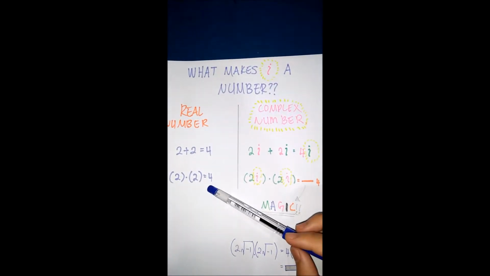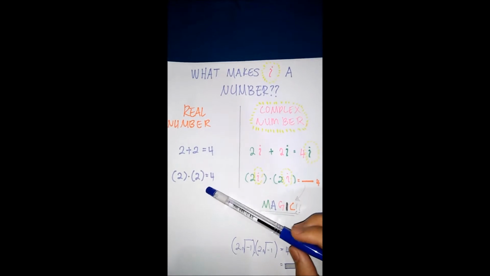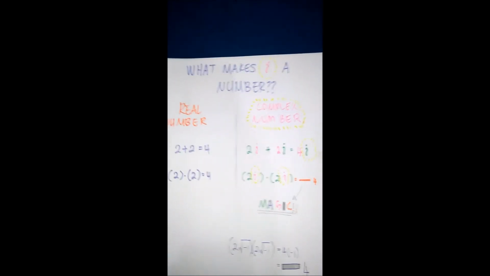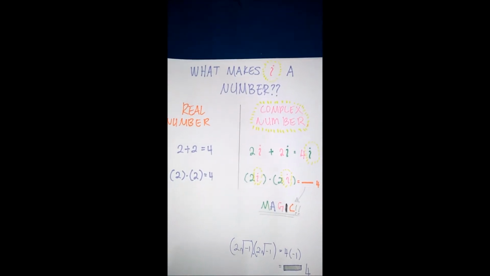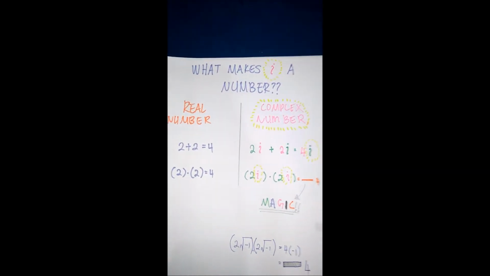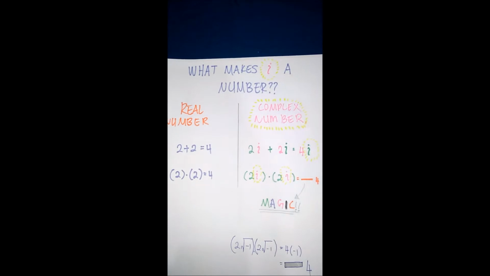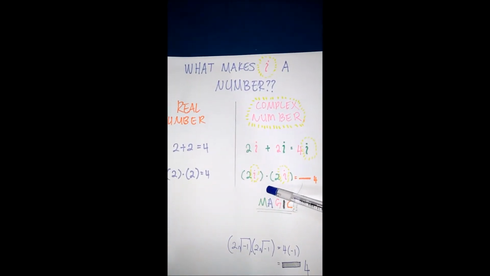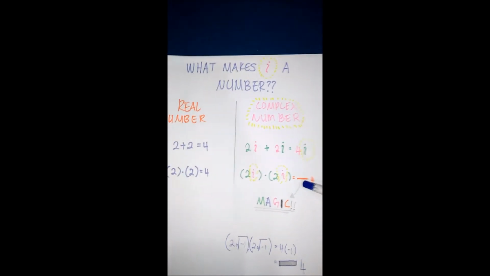But let's move to the multiplication. We have 2 times 2, which is equal to 4. It's normal: positive times positive is equal to a positive value. But if we multiply 2i times 2i, it will give you negative 4.